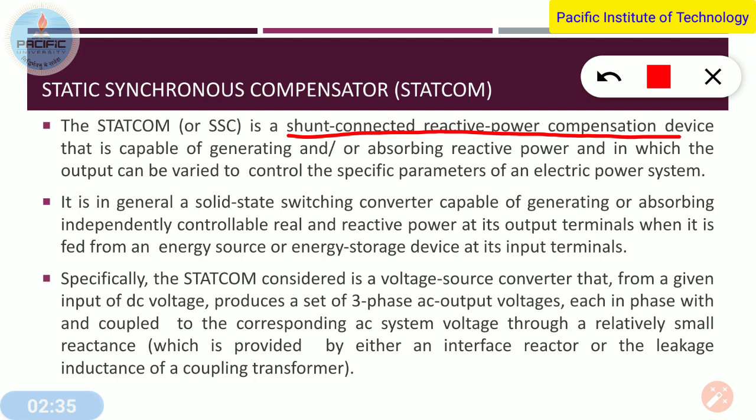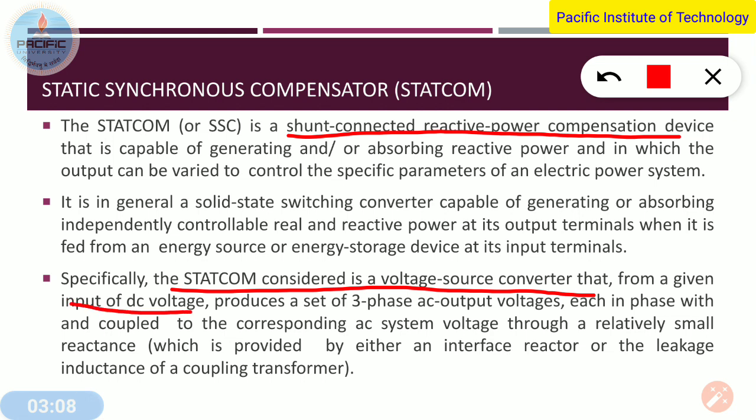So it is a solid state switching device. It basically consists of a voltage source converter. It consists of a thyristor bridge, and this bridge is connected with an energy source or energy storage device at its input terminal. Now, the STATCOM is considered a voltage source converter, right? So it is basically a voltage source converter.